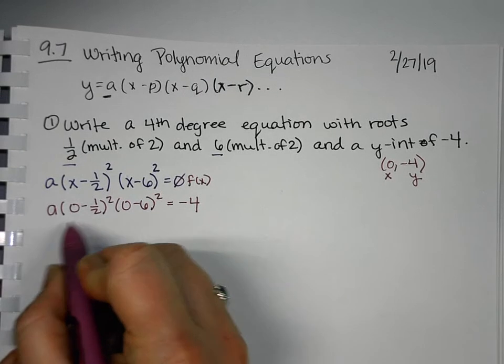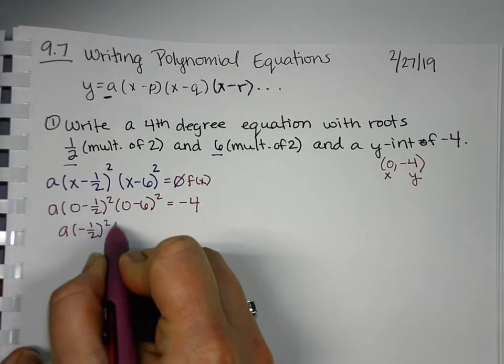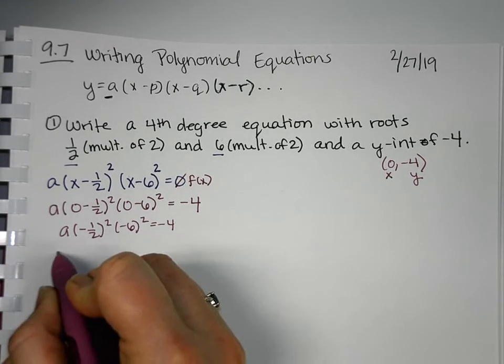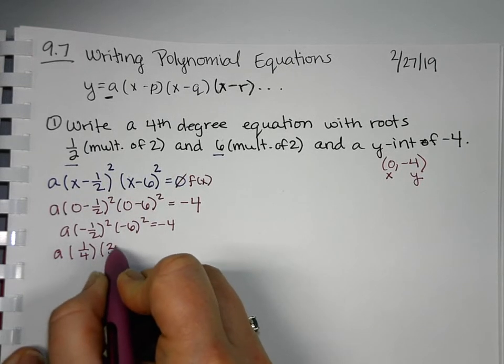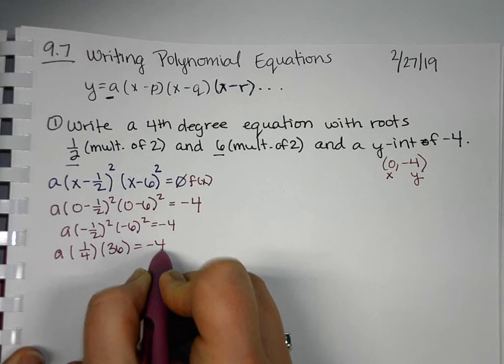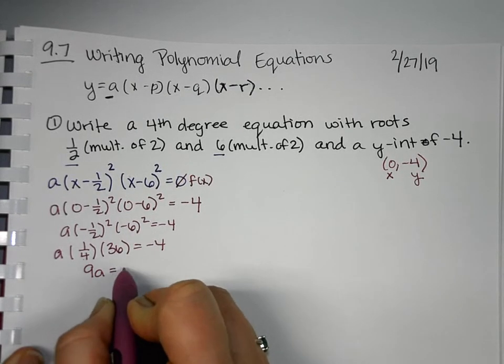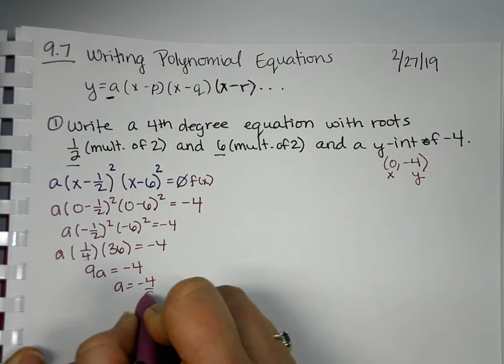So here, order of operations: -1/2 squared, -6 squared. We'll get +1/4 after we square it, and +36. 1/4 times 36 is 9, so we get 9a equals -4. So a would equal negative 4 over 9.